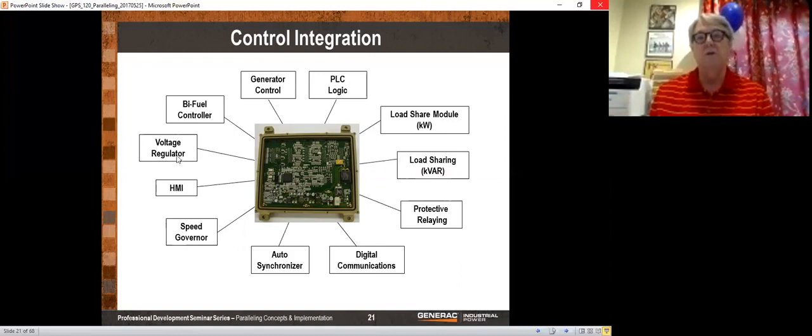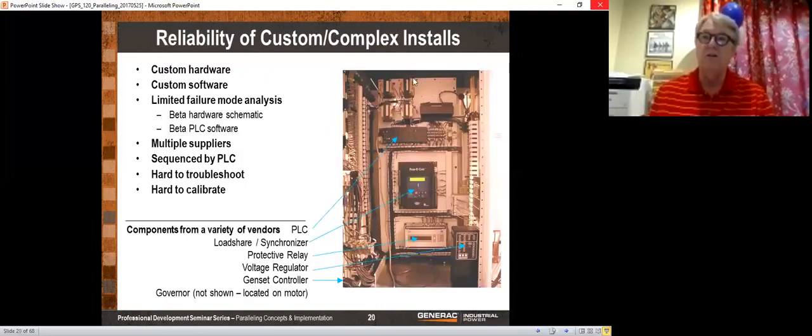It's got your voltage regulator, your human machine interface, your governor, your auto synchronizer, digital communication, protective relay, load sharing in terms of kilovars, and load sharing in terms of kilowatts, all done on one circuit board. Now, if you're trying to troubleshoot, you can imagine what troubleshooting would be like here. I mean, one wire comes loose, and it's a nightmare to troubleshoot.